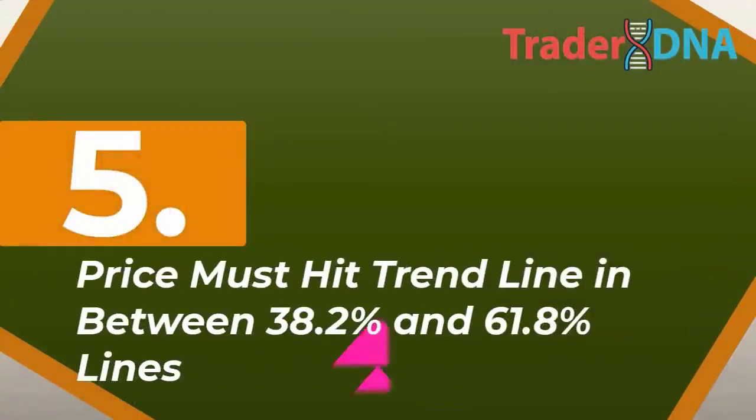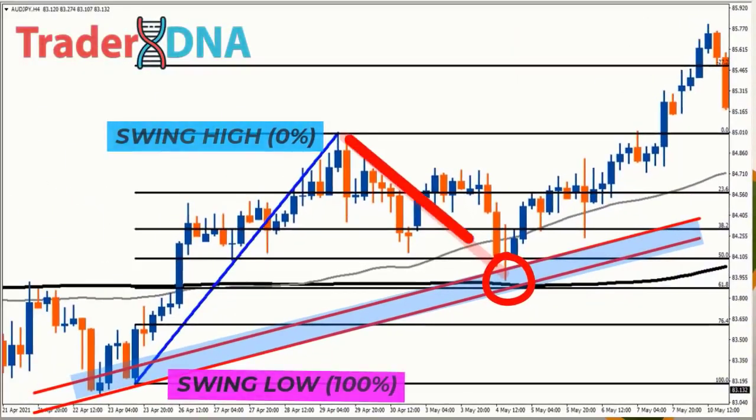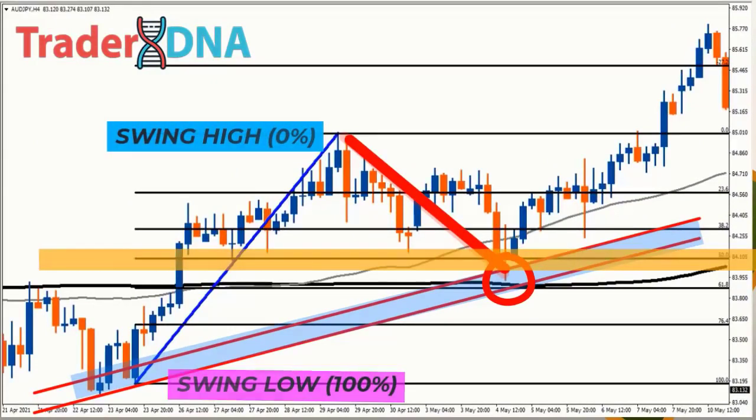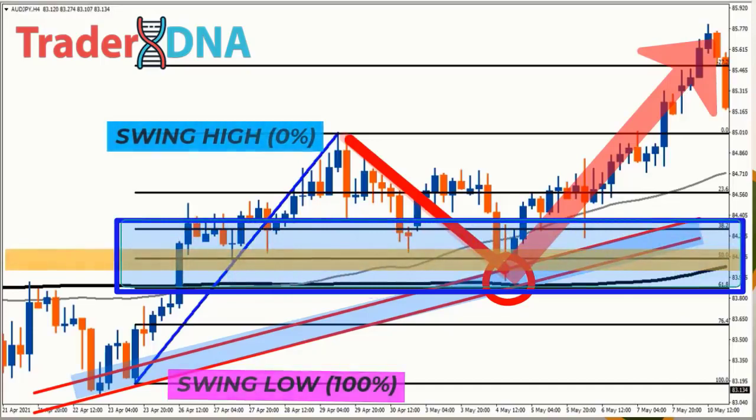Rule number 5. Price must hit trend line in between 38.2% and 61.8% lines. This is the Fibonacci golden ratio. Before I start to explain, look at the chart to see what this exactly means. The price retraced all the way back and tested the 50.0% Fibonacci line for quite a while before hitting the trend line and continuing to go to the upside. Once the price hit the trend line that we drew, we saw that it was in between 38.2% and 61.8% lines, and then our trade was one step closer to being triggered.